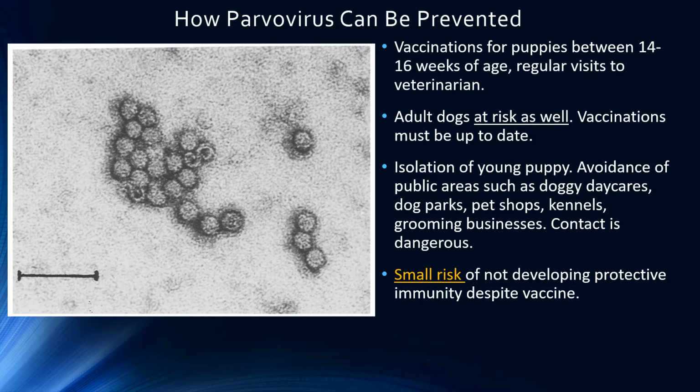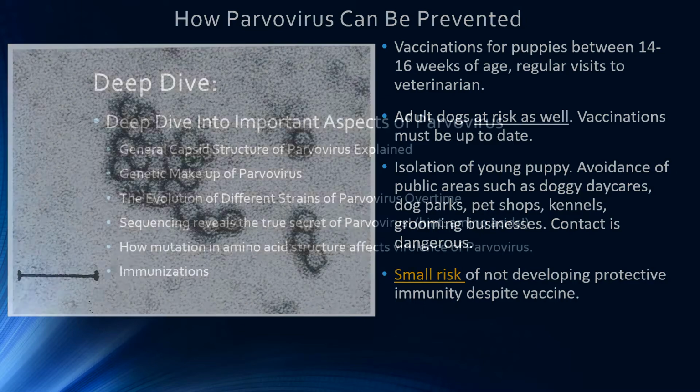High public areas like kennels and grooming centers are where the virus is known to really spread. Of course, there's also a small risk of not developing immunity, even when, say, a puppy gets all of its shots and gets vaccinated.